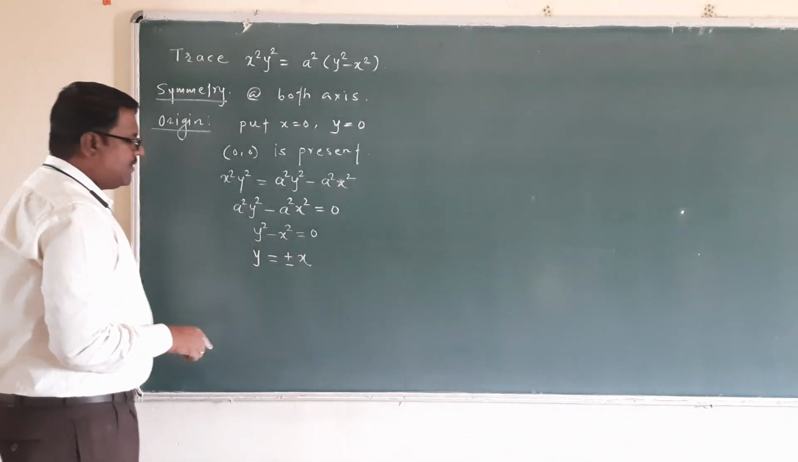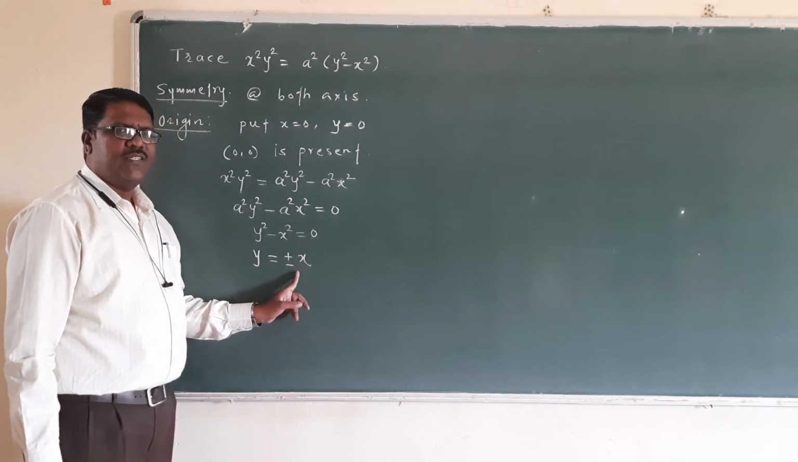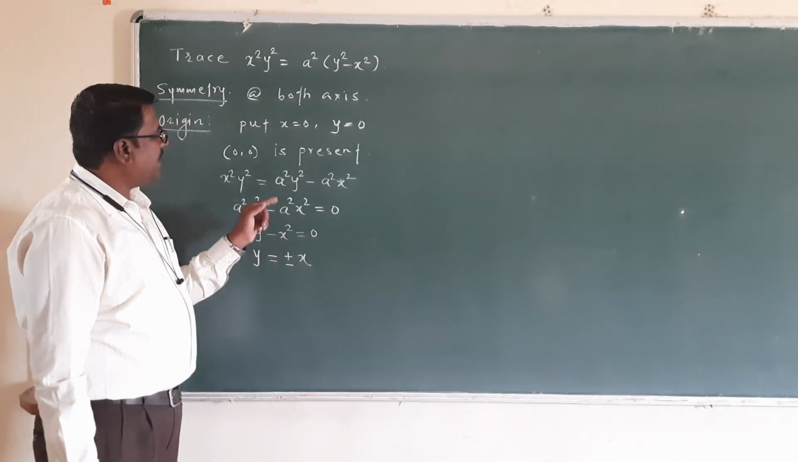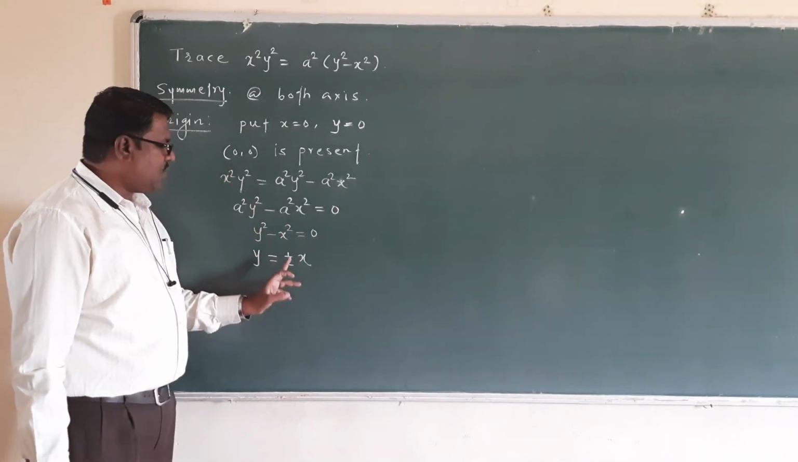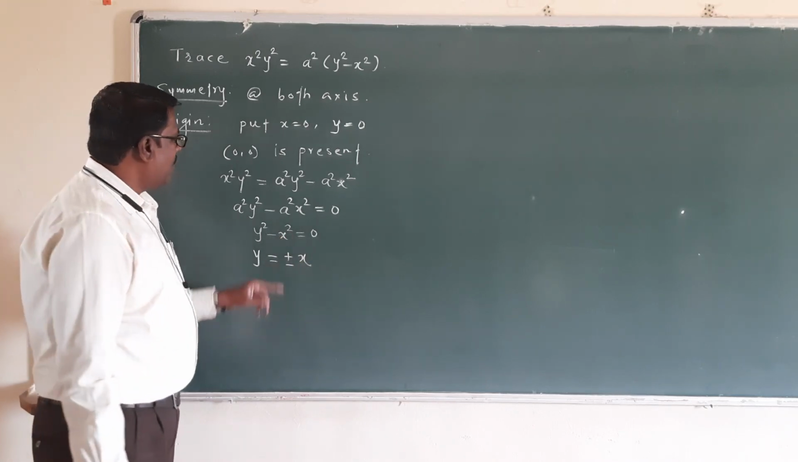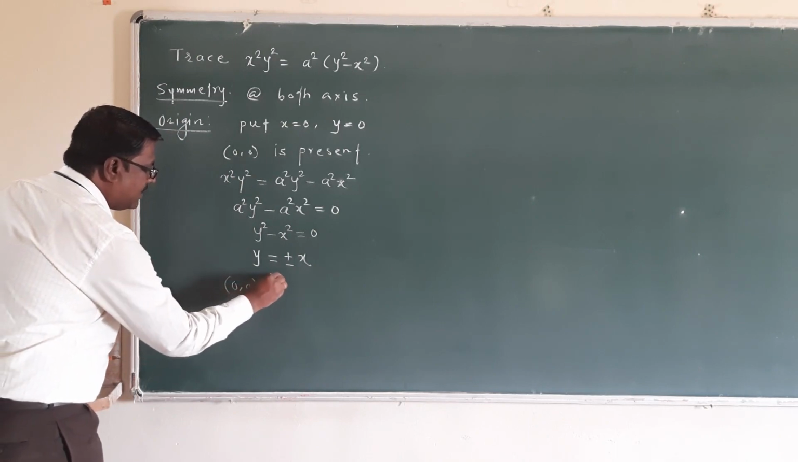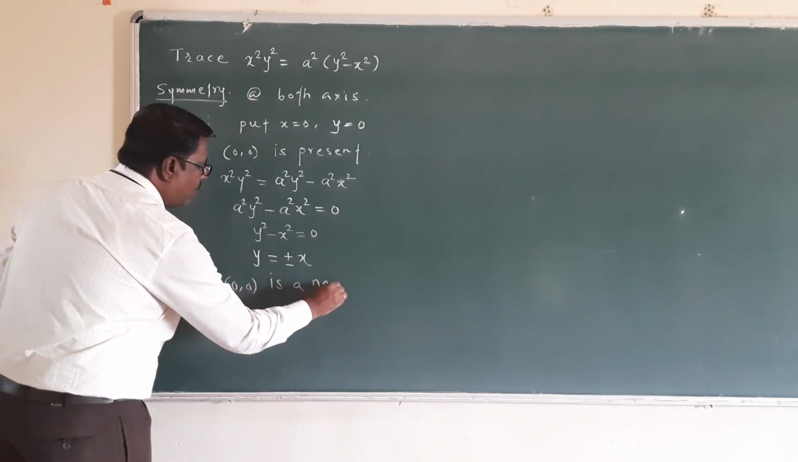What it means? y is equal to x and y is equal to minus x are two tangents at origin. But these two tangents are real and distinct, and therefore origin is called a node. So origin is a node.